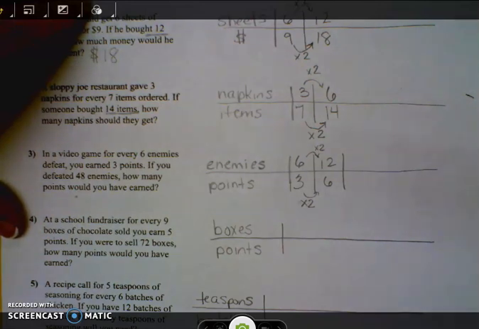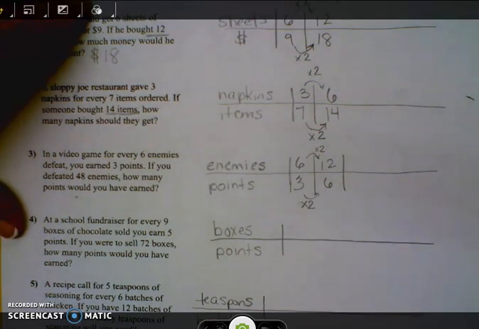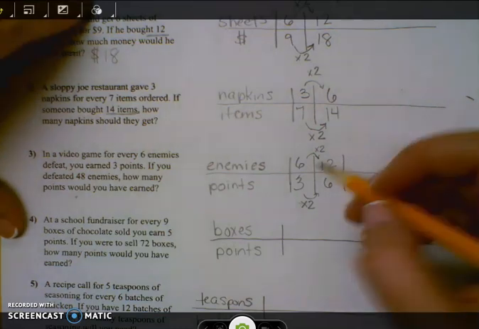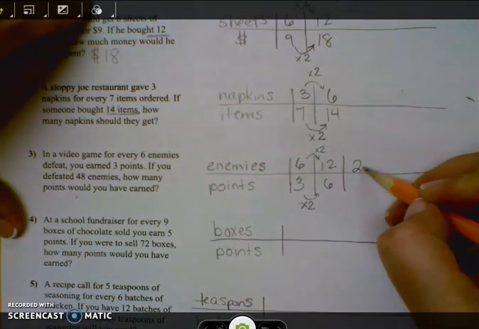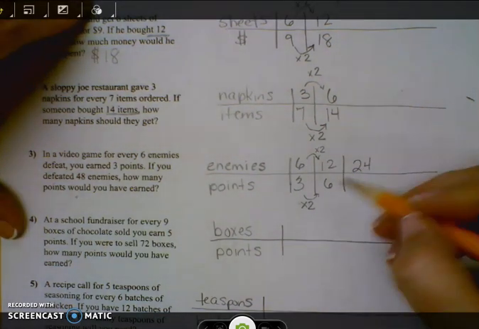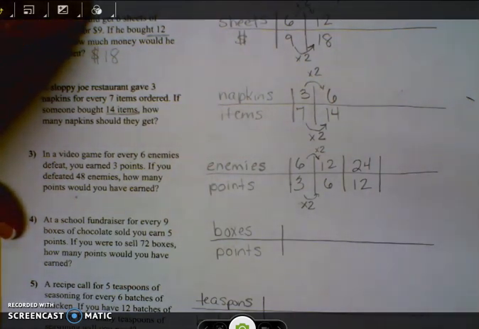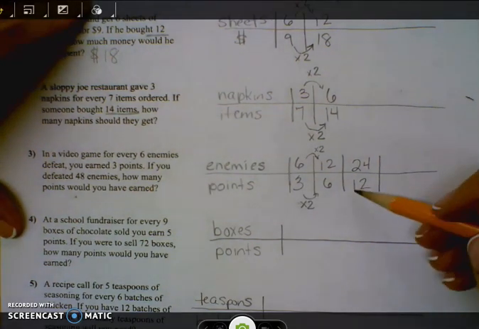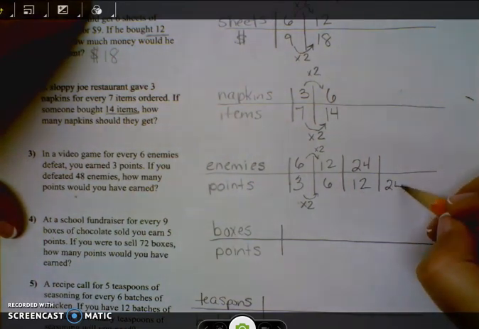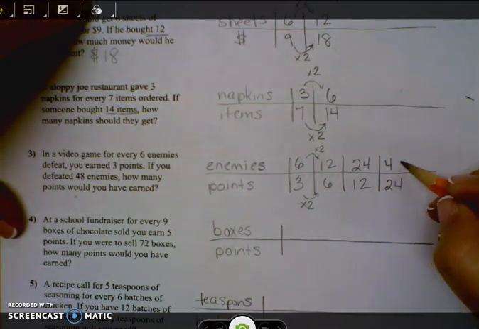I'm going to go for a double again, just because it's getting me there. If I double my enemies, I'll have 24. If I double my points, I'll have 12. Getting closer. I'm going to double again. If I double 12 points, I'll make 24. If I double 24, I get 48.